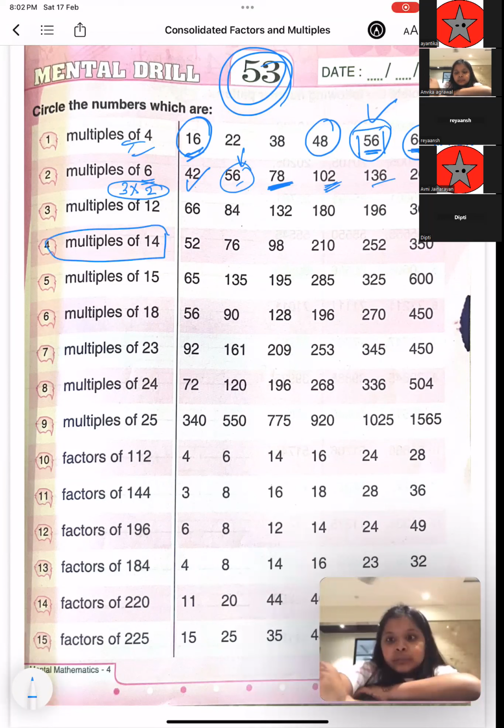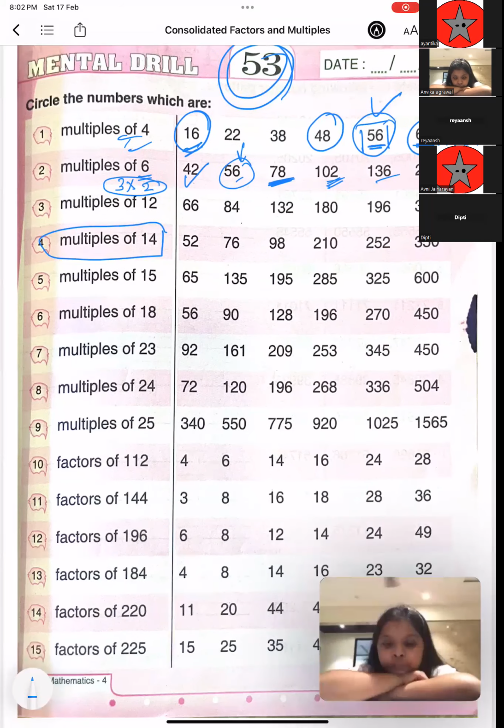Now see, multiples of 14. Here again, I have not taught you the rules. But again, if the number is divisible by 7 and 2, then the number is definitely divisible by 14. ठीक है? तो अब हम इसको कैसे करेंगे?